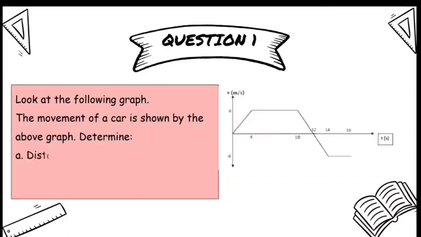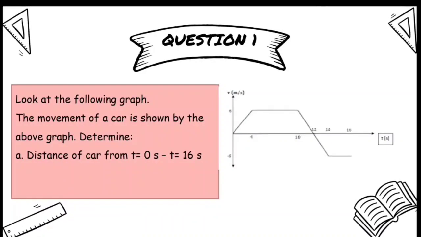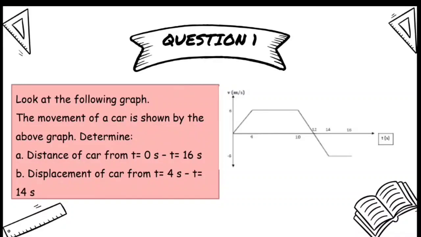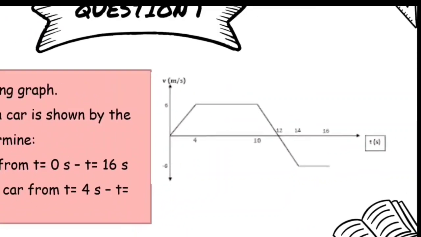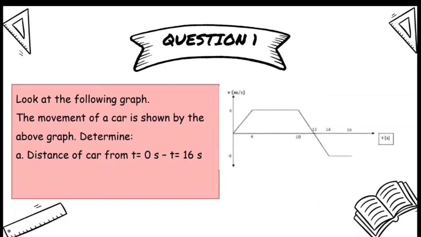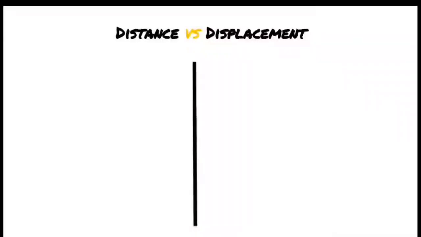Determine A. Distance of car from time 0 second until time 16 second. B. Displacement of car from time 4 second until time 14 second. Before we start to answer the question, we should compare the difference between distance and displacement.